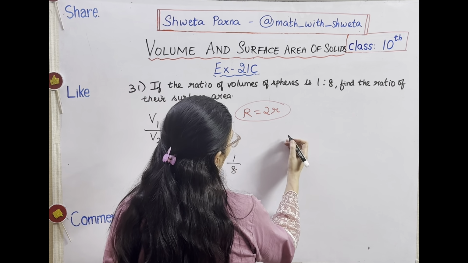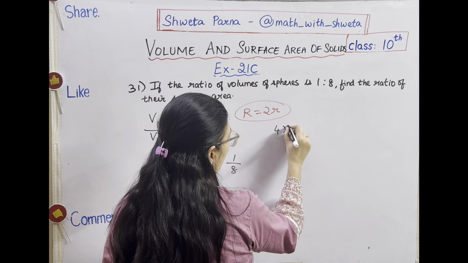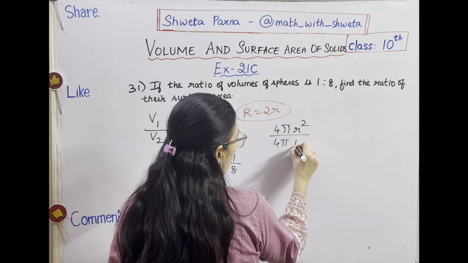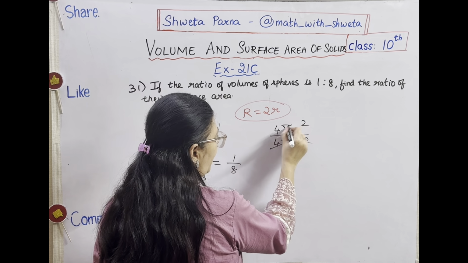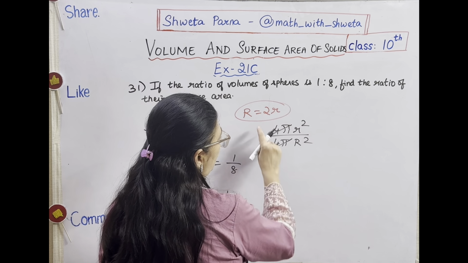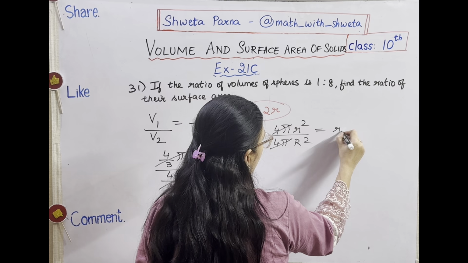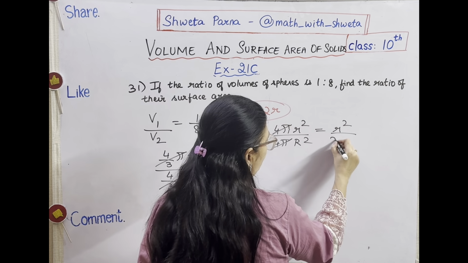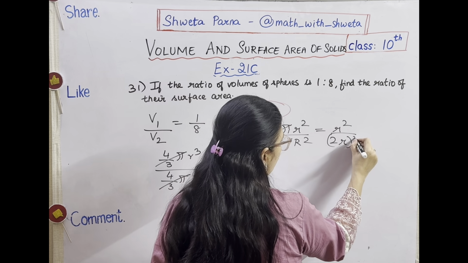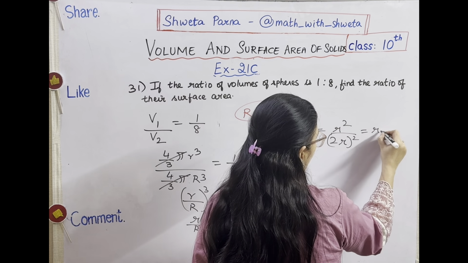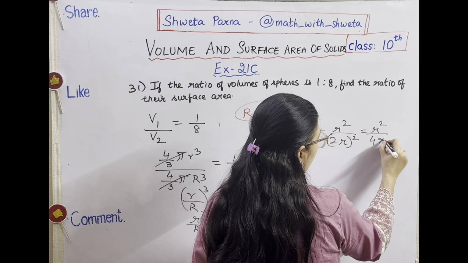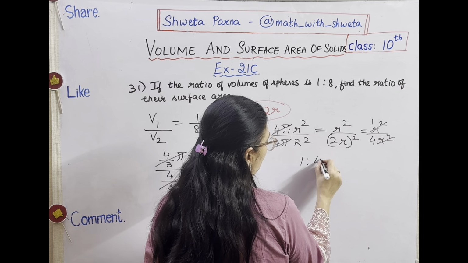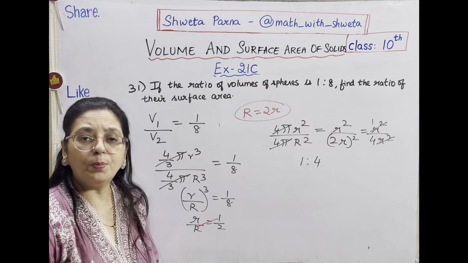So what is the formula? Surface area is 4 pi r square upon 4 pi R square. 4 pi gets cancelled. Now over here, this is r square upon, instead of capital R, you can take it as 2r the whole square, which is r square upon 4r square. So the ratio is 1:4. I hope it's clear, children.